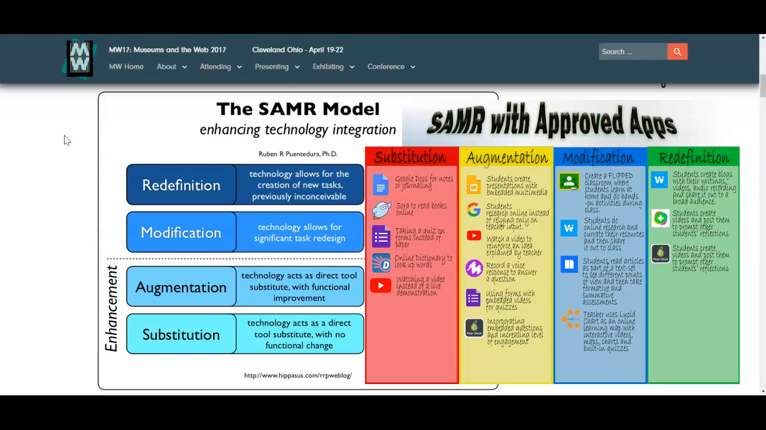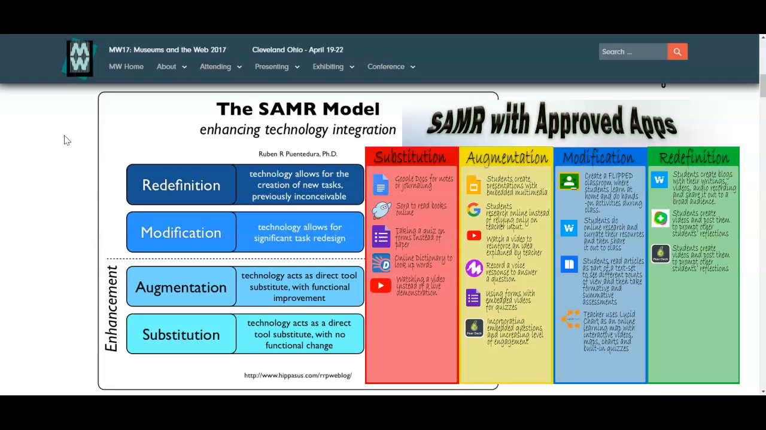Substitution is when technology acts as a direct substitute with no functional change. Augmentation is when technology acts as a direct tool to substitute something, and it offers functional improvement. Modification allows for significant task redesign using technology. And redefinition allows for the creation of previously inconceivable ideas when creating new tasks.